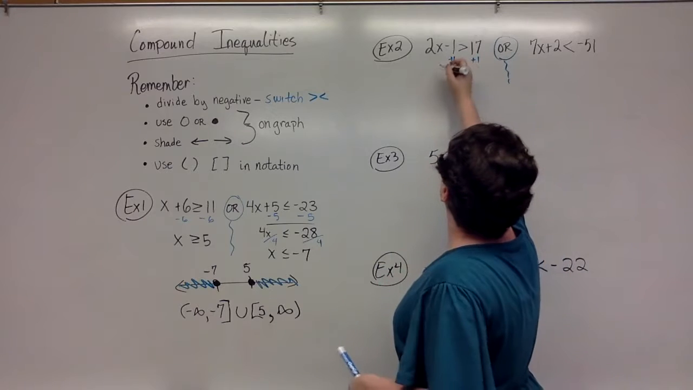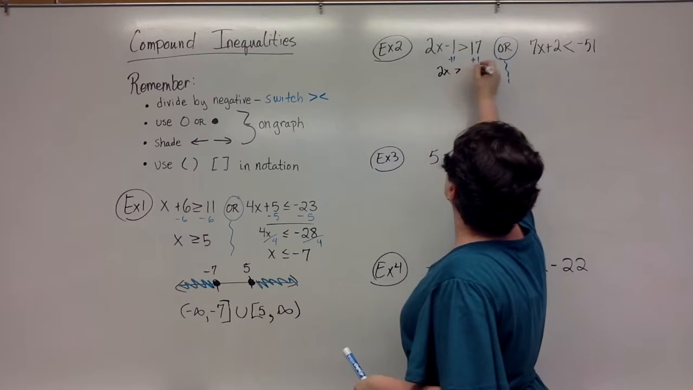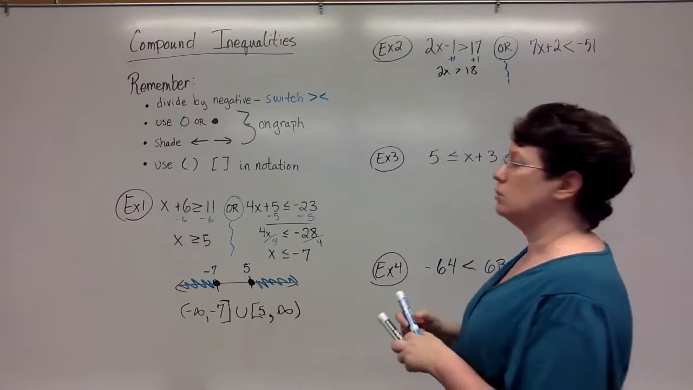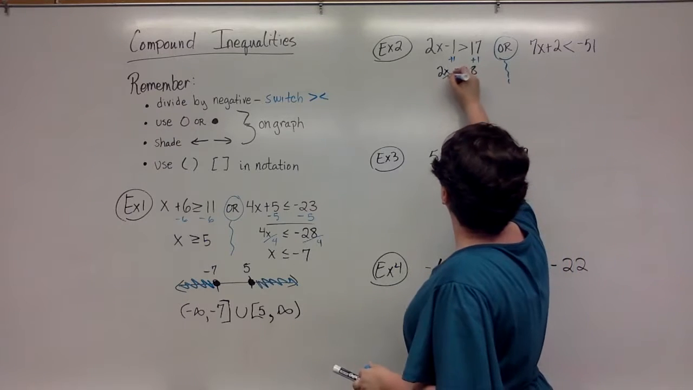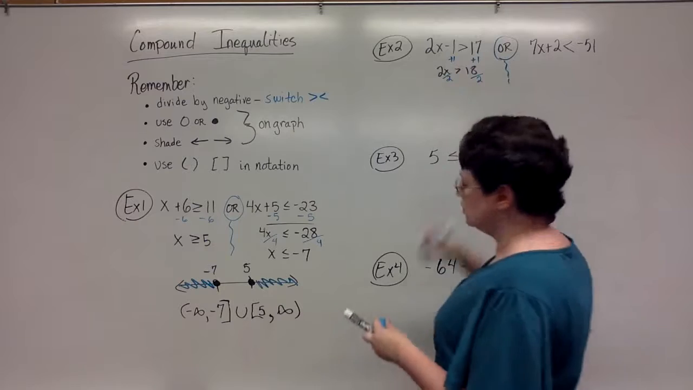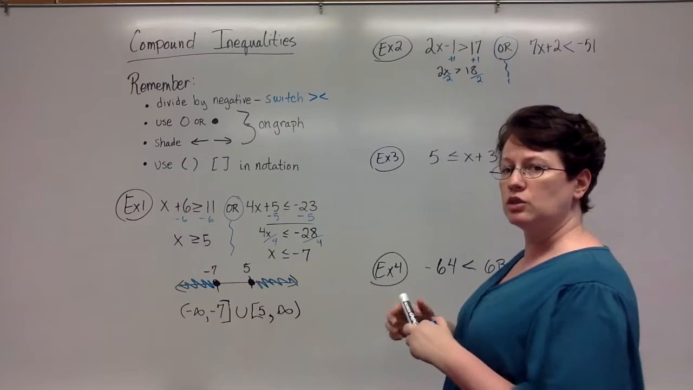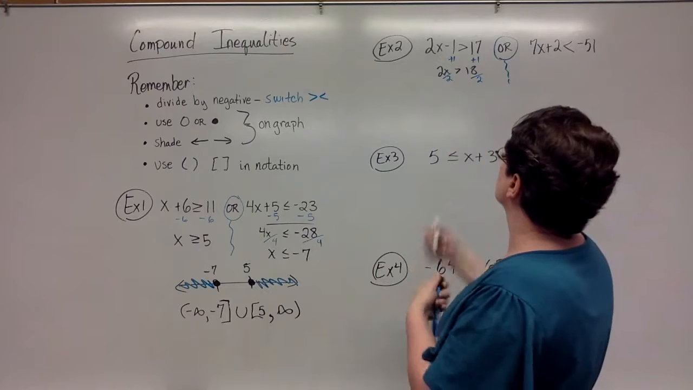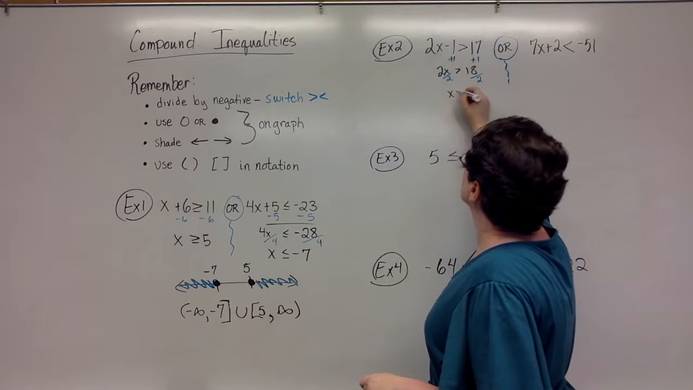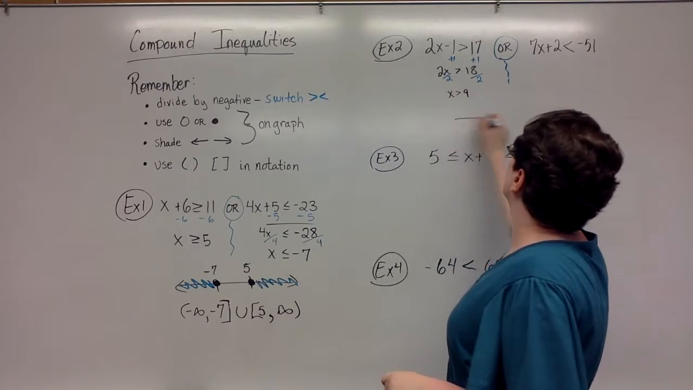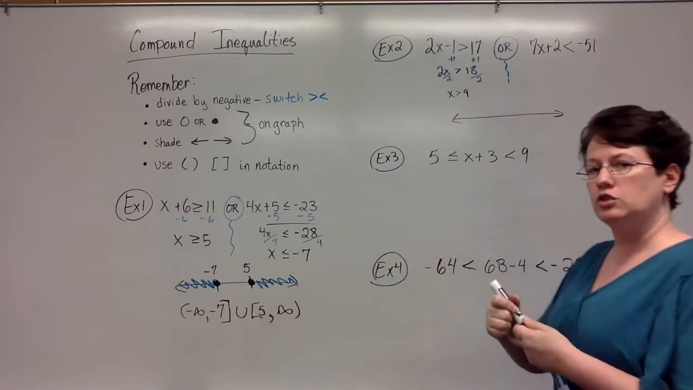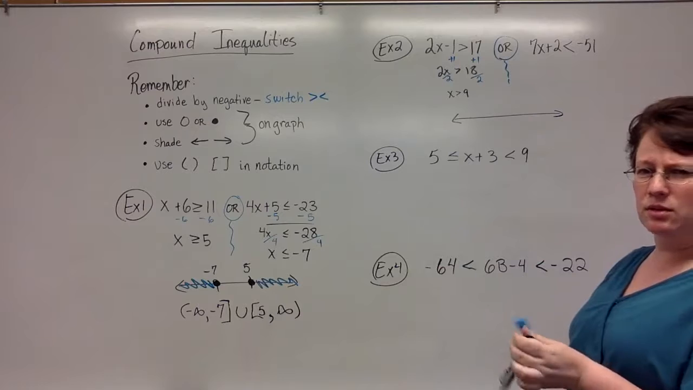So I end up with a 2x greater than 18. Now I'm dividing by 2. Is the 2 positive or negative? It's positive. So do I switch my inequality symbol? Do I change direction? No, we do not change direction. So I just have x greater than 9. Okay? So my number line, I know I'm going to have a 9, but I'm not going to put it on there just yet. Because I got to see what the other number is.